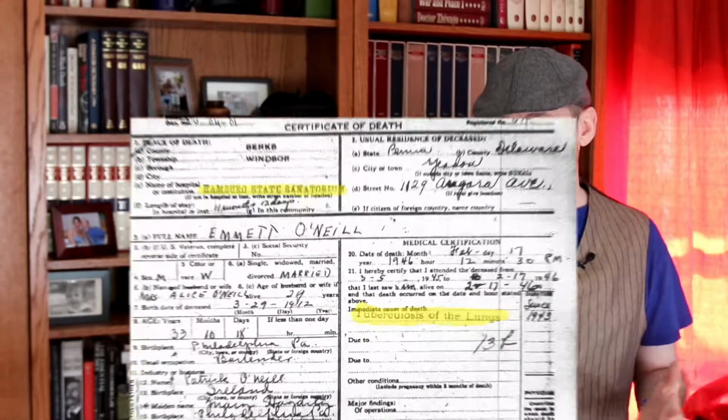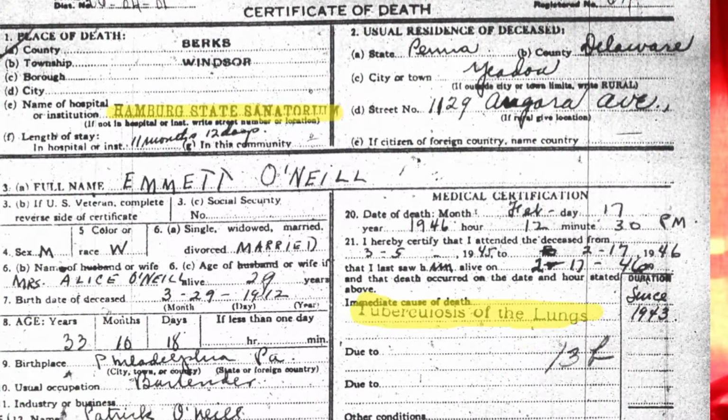The other thing you should always do when looking at a death certificate is check where they died. Now this goes back to my principle of reading everything. Again, most of the time there's not going to be anything interesting here. People tend to die at home. But sometimes, well, take a look at Emmett O'Neill's death certificate.